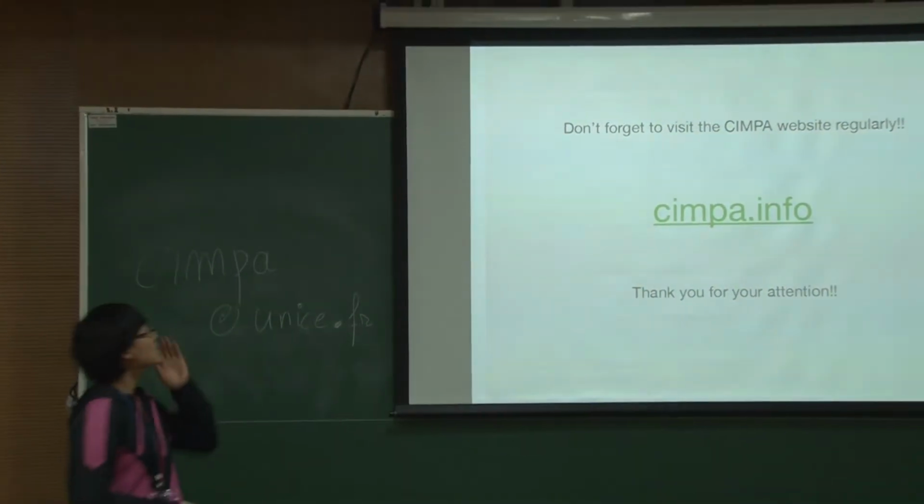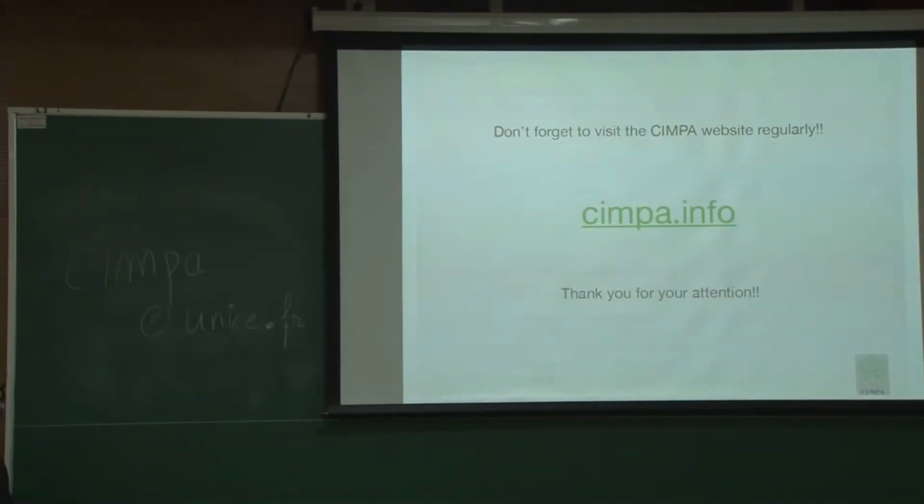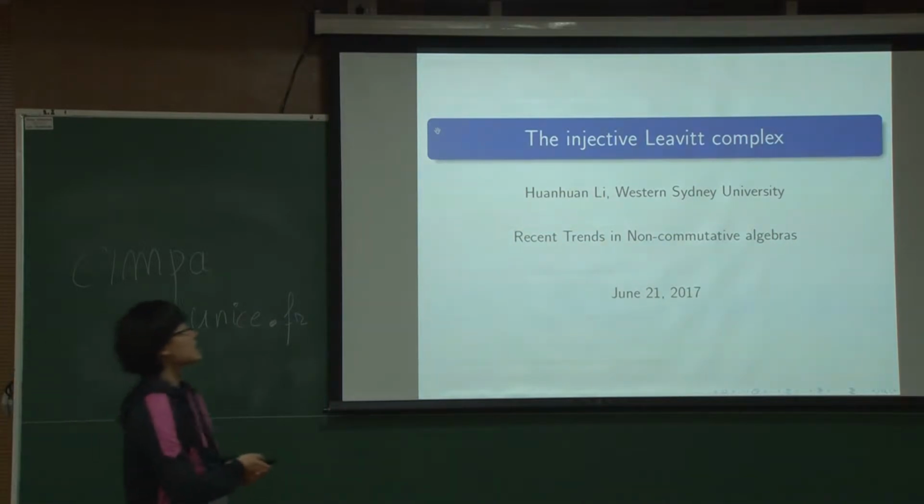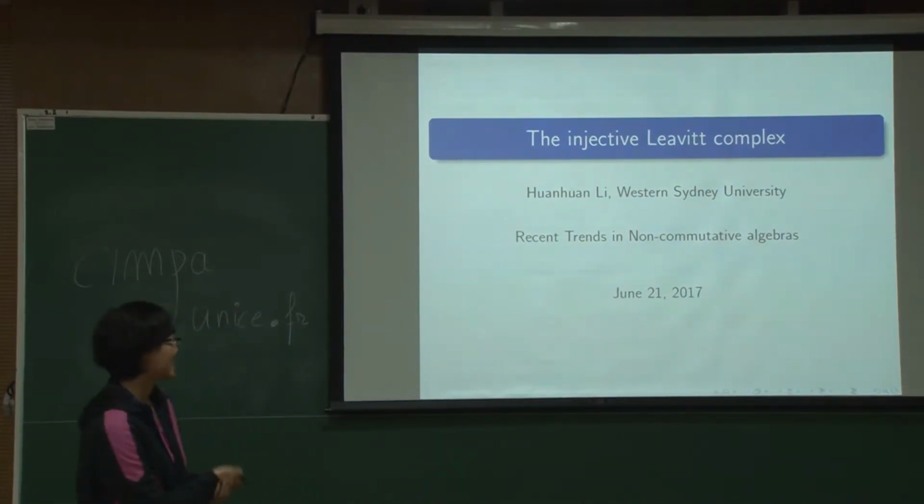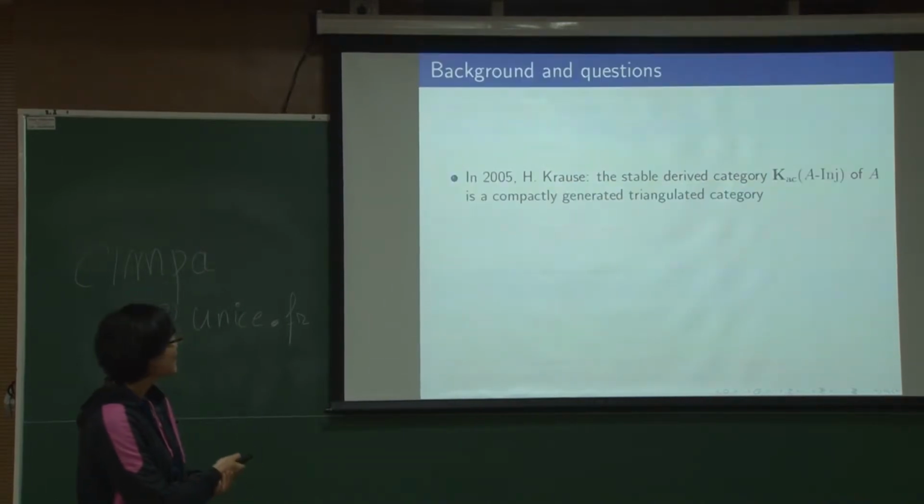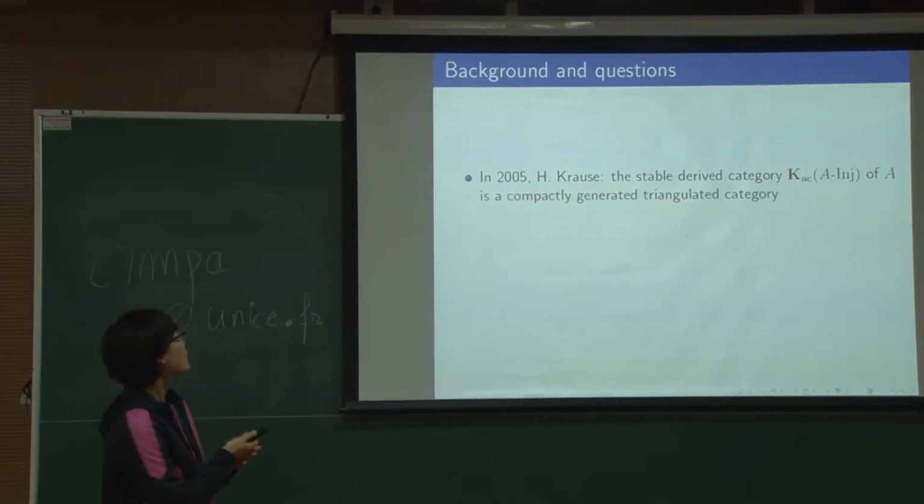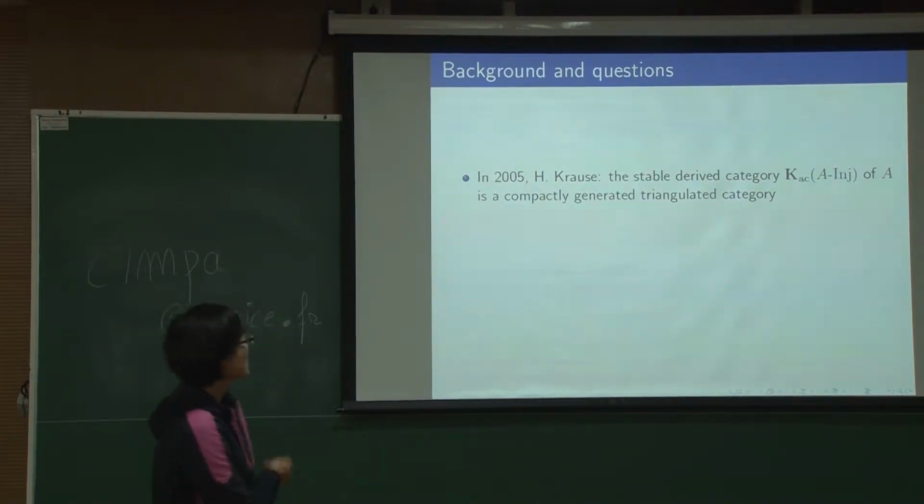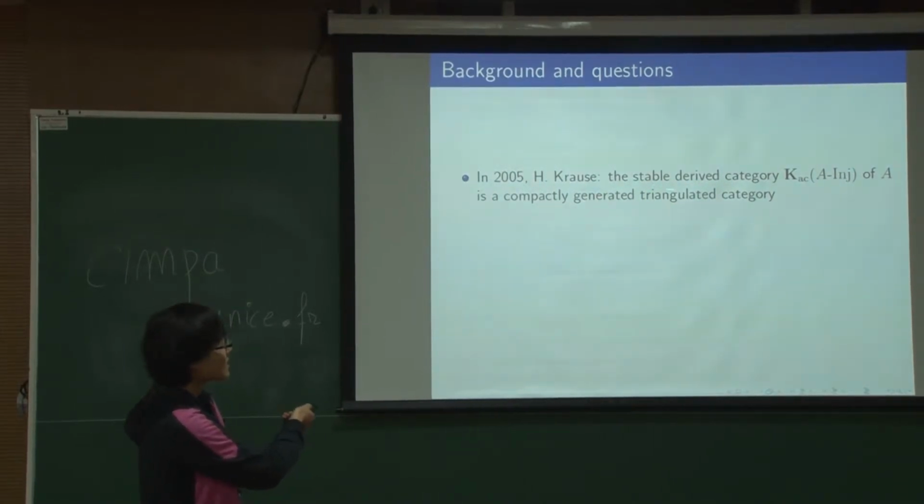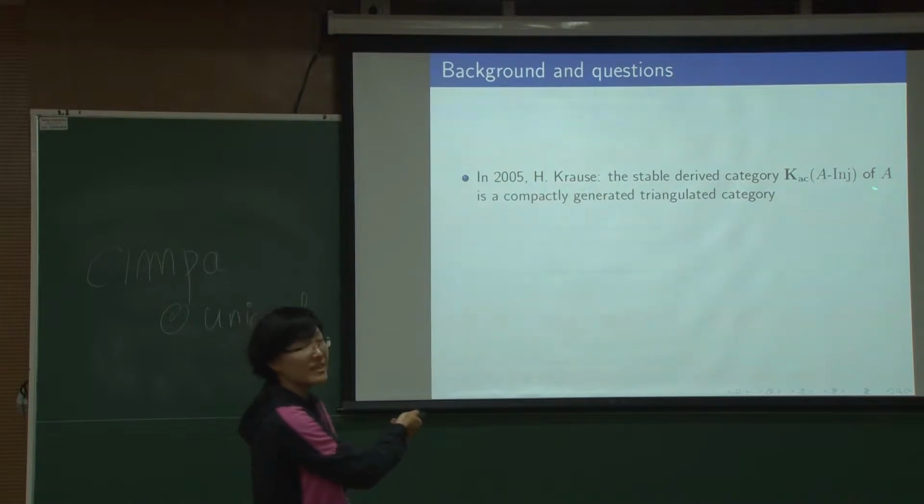Here I'm talking about the injective Leavitt complex. This is part of my PhD work. So first, let's have a quick background and let's see our question. About 10 years ago, Professor Krause introduced the stable derived category of a finite dimensional algebra A.